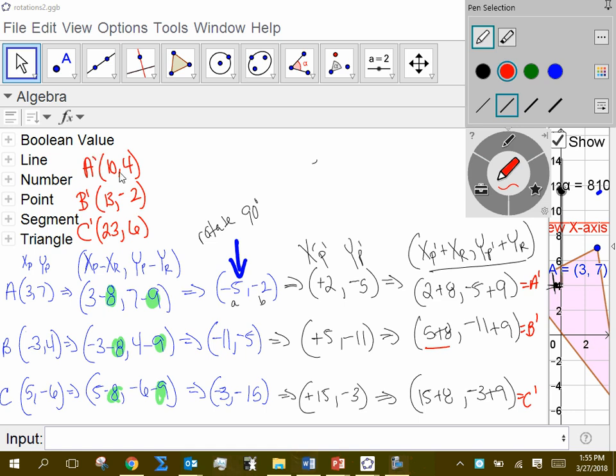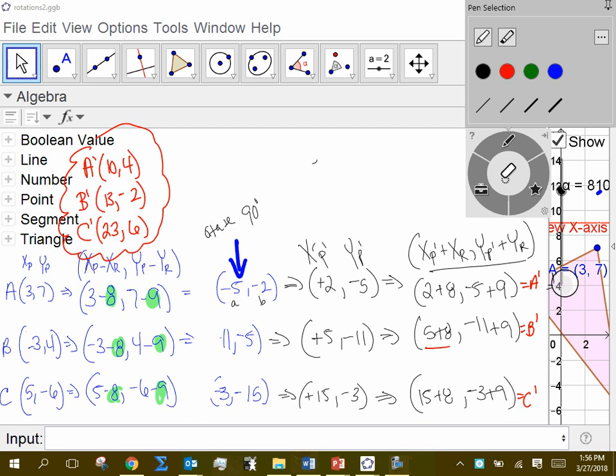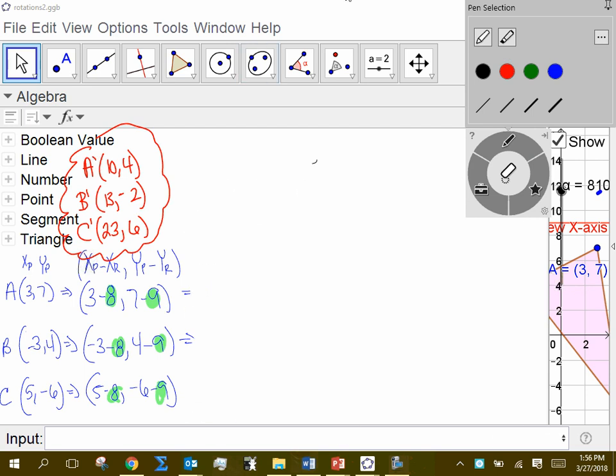So that is our answer. That is the points, the ordered pairs, that if I take this triangle that we started with and rotate it around 8, 9, 90 degrees. So I'm going to use GeoGebra to check to see if I've done this correctly.